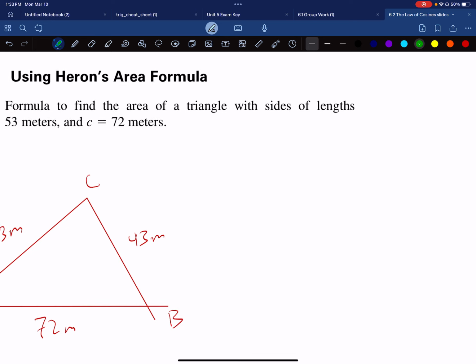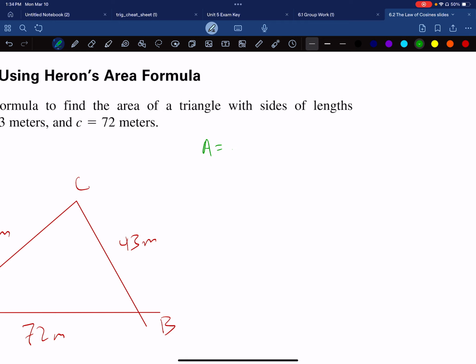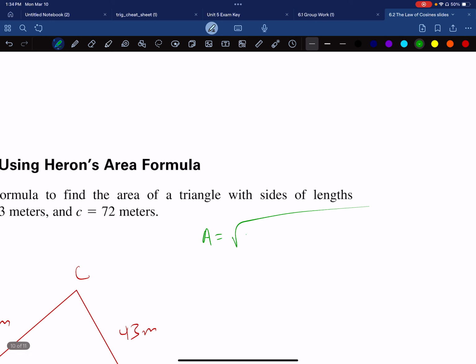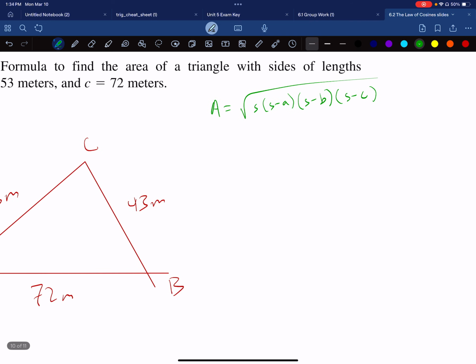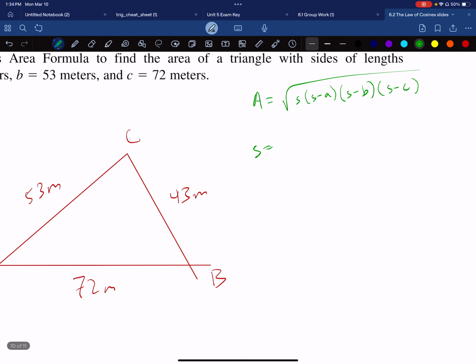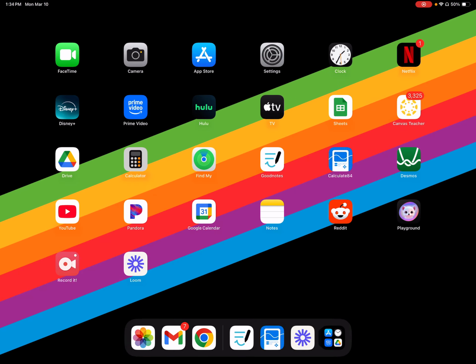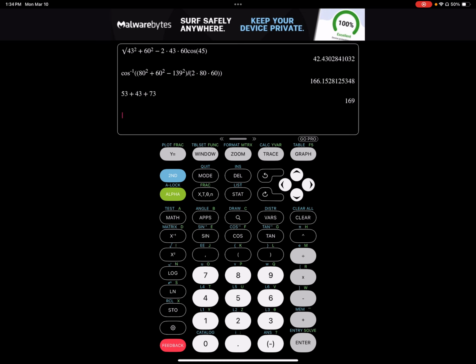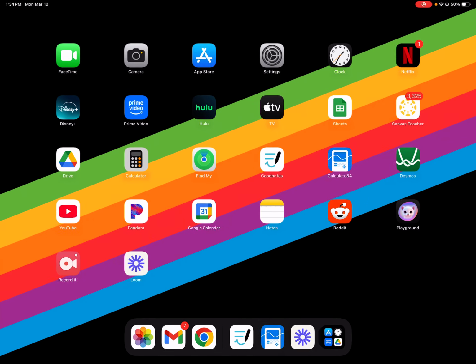So again, Heron's area formula is area is the square root of S times S minus A times S minus B times S minus C. And really the first thing we want to do is compute S. So S is the sum of all three sides. So 53 plus 43 plus 72, and now we're going to divide that by 2. Divide that by 2. There we go, 84.5.